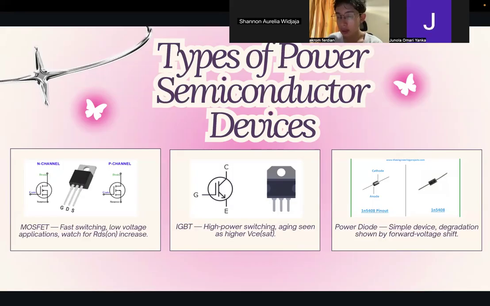And the last one is the power diode. The image explains that in the power diode there are two terminals, the cathode and the anode. And then the fast diode and power diode symbol, device degradation shown by forward voltage shift.